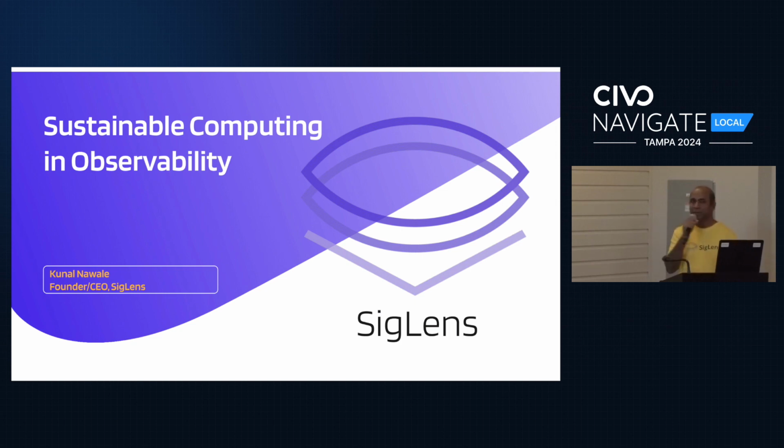SigLens is an open source observability solution. It's 90% cheaper than Splunk, Elasticsearch, New Relic. So if you want to reduce your cost by 90%, we help you do that, and that's because of our very efficiently built database.